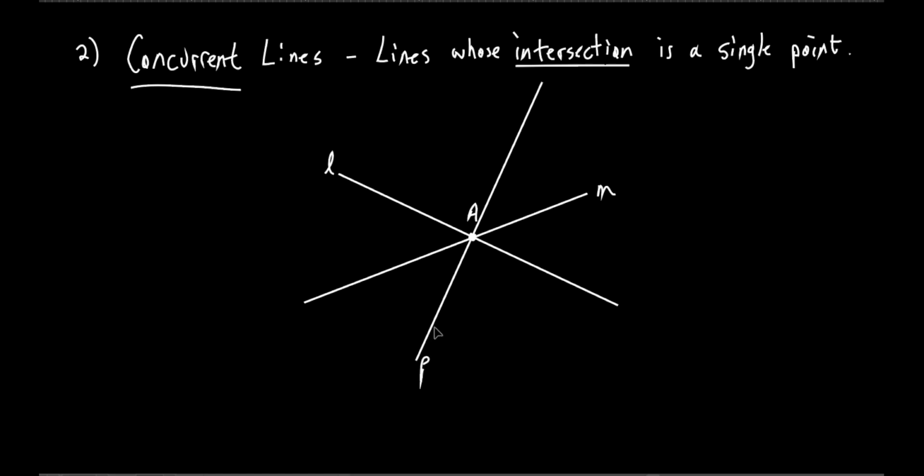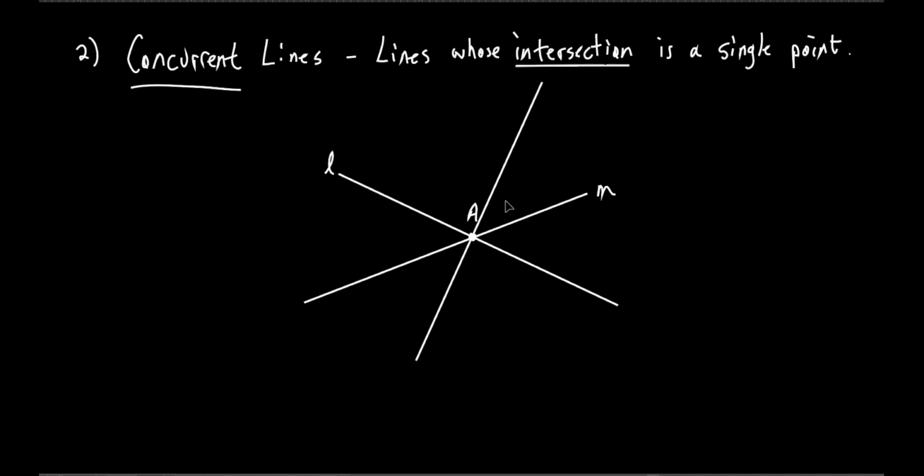So what about this? What if I took that line and did that? Are all three of those lines concurrent? No, because they don't all three intersect at one single point. Now, two of them do here. These two intersect right there. But it doesn't mean that all three of them are concurrent. Only that all would be concurrent. Got it? Okay, good.